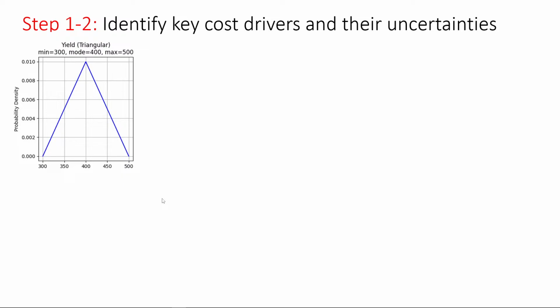So I can show you this distribution. For my yield, it is 400 per tree. That's my most likely. It could be 300, could be 500.